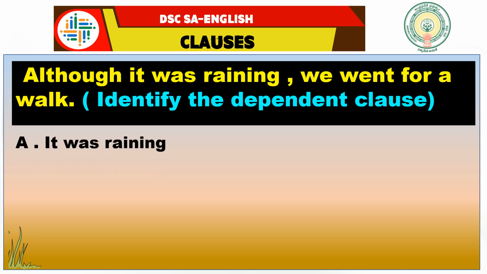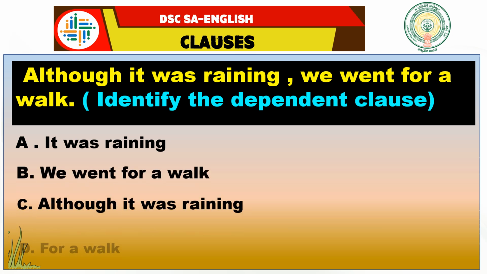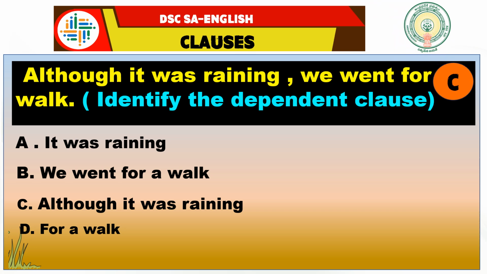So now let's look at the options. It was raining, went for a walk, although it was raining, and for a walk. So what do you think is the right option? Yes, it is although it was raining.